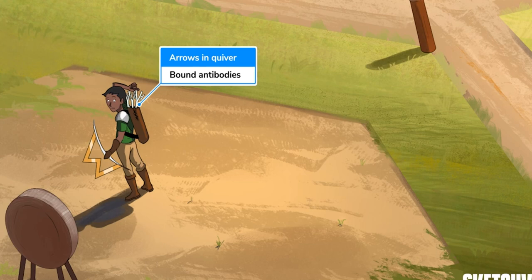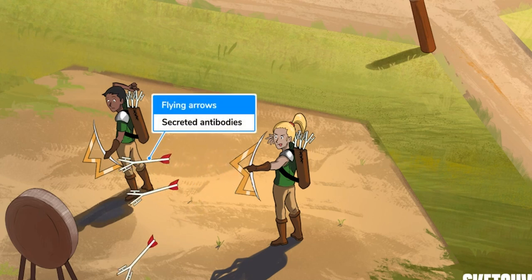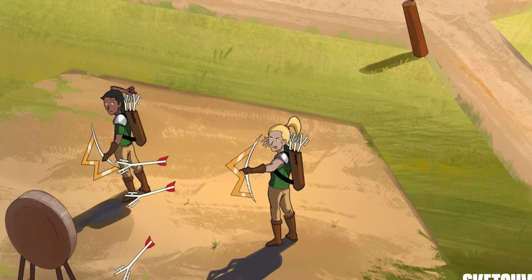Here you'll see that we've got two different styles of archers. The first has a ton of antibody arrows stuck in his quiver to represent bound antibodies. These can be found on B cell surfaces where they function essentially as antigen receptors. And then contrast that with this other bee archer who's letting their arrows fly far out into the air. This represents secreted antibodies, which are found far and wide in extracellular fluids, where they recognize and attack pathogens, kind of like targeted arrow missiles.